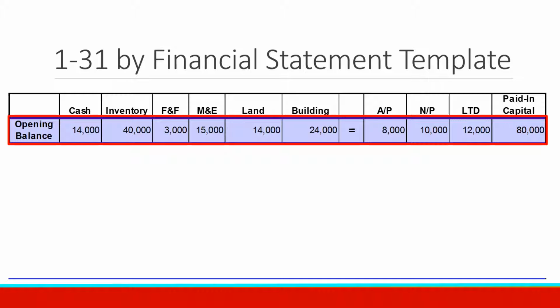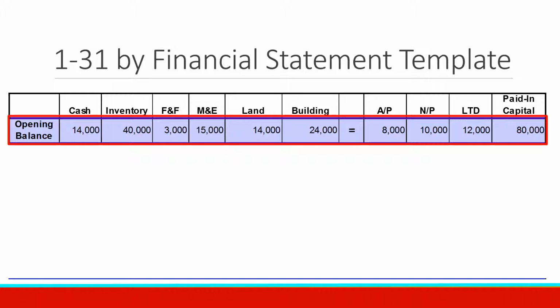This particular video is going to be looking at problem number 31 from chapter 1. This problem is asking you to prepare a balance sheet, and I'm going to use the method of the financial statement template in order to solve it. What's actually happening in the problem is we're looking at the Jacksonville Corporation, and we start with a balance sheet on March 30th, 20X1, and we're given a set of starting balances.